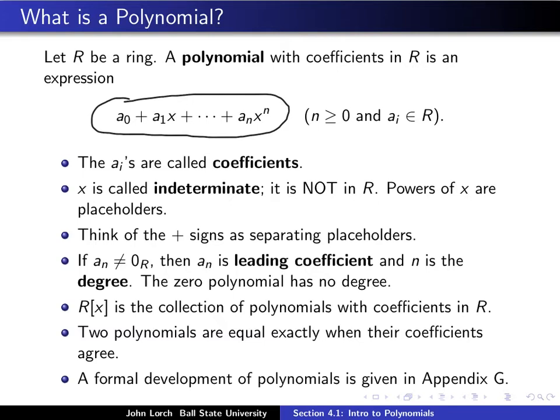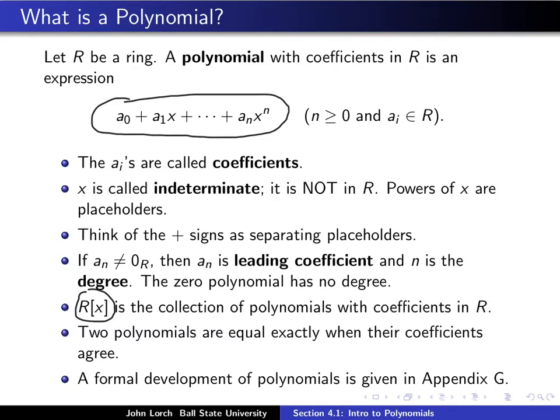Now we denote the collection of all of these polynomials by R with an x in square braces next to it. So this notation denotes the collection of all polynomials with coefficients in R. And if someone hands you two polynomials and asks you whether they're the same, the way that you check is you just compare coefficients. If the coefficients are identical, then the polynomials are the same. If they are not, then the polynomials are different.